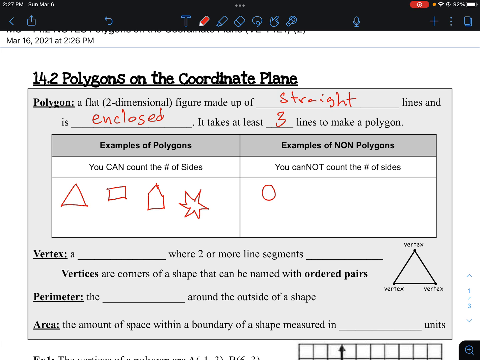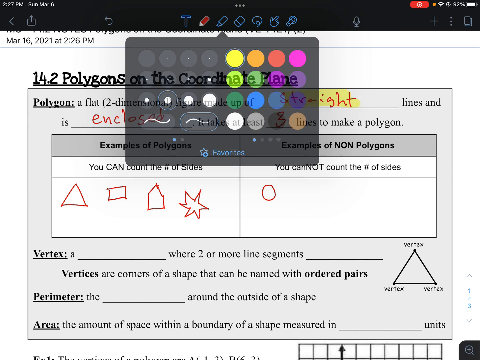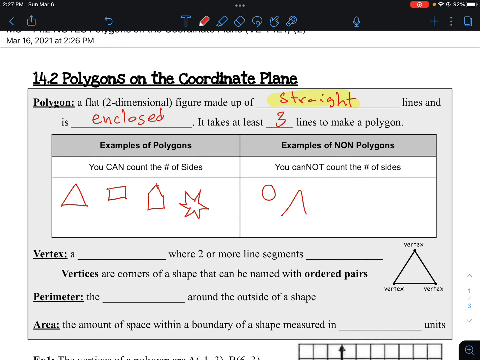A circle is not a polygon because the lines are not straight. What else is not a polygon? Like this. Why is that not a polygon? Well, it's not enclosed. You see that? It's just a line that's bent. So I could make it a polygon if I connected it like that. And as you can see, there's no way to make a polygon with just 2 lines. You need a third one, at least.